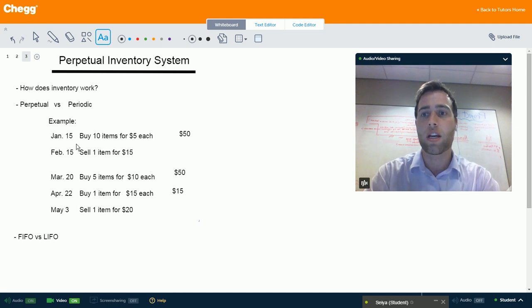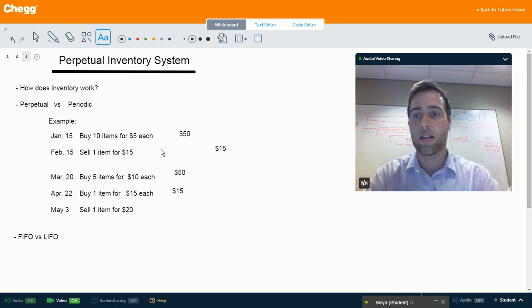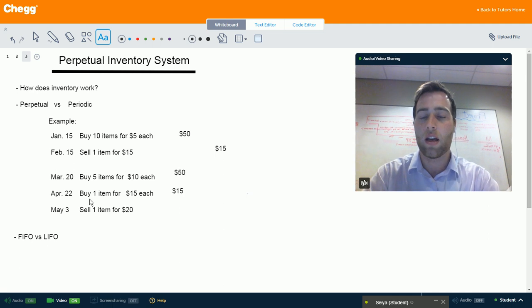So on January 15th, we bought 10 items for $50. On February 15th, we sold one item for $15. So right there, when we sell an item, we're going to calculate cost of goods sold. We know that we have $15 in cost of goods sold right then. And then March 20th, we buy some more items. April 22nd, we buy one more. And then May 3rd, we sell another item. So in this case, we're going to calculate some more cost of goods sold right here on May 3rd.